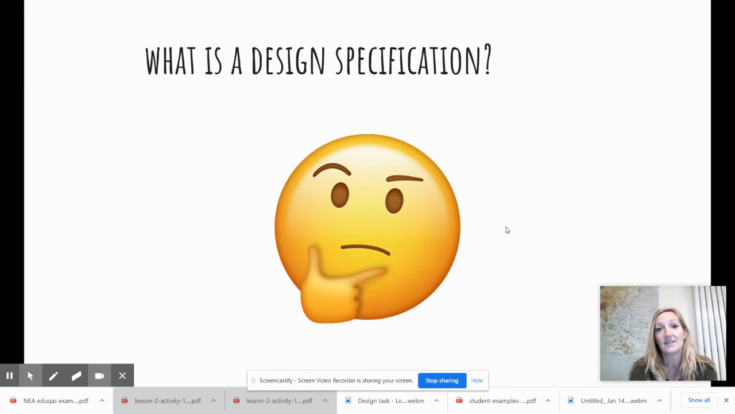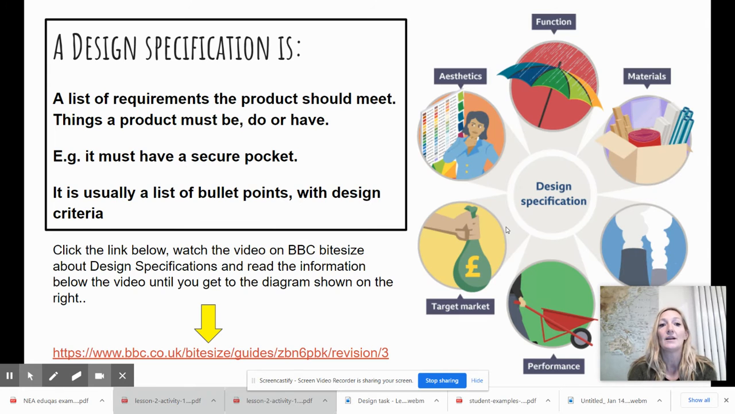So what is a design specification? Well, it's a list of requirements that your product has to fulfill. So it could be something to do with the aesthetics, and if you've forgotten that key term, that means the way it looks. Do you like it? It could be to do with the function, so how it works, what it does.